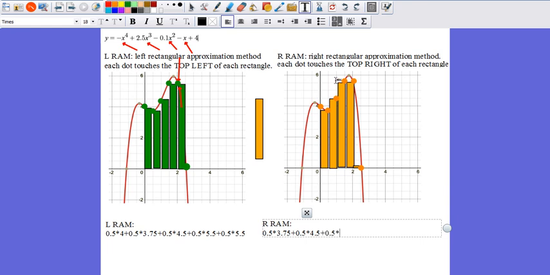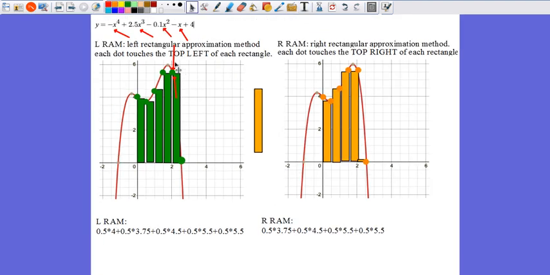0.5 times this height is 5.5, and again it's the same idea for this one right here. Plus 0.5 times 5.5. Same for that one here. So as of right now, we are on this dot here. We just finished these two, right there.